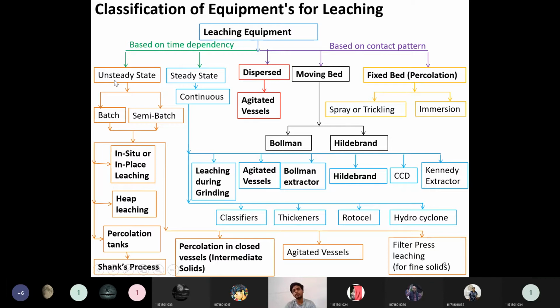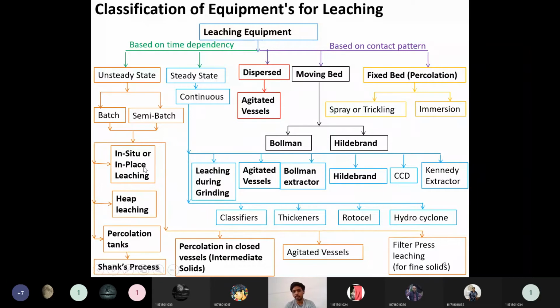So among the unsteady state operations, there are two types: batch and semi batch operation, which together we can club up. We can have all these types of classifications of leaching equipment or leaching processes. Like in situ or in place leaching at the mine itself. Then heap leaching, after the mining operation and after crushing, we do the leaching operation.